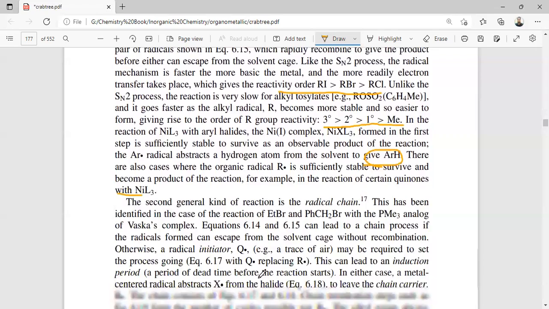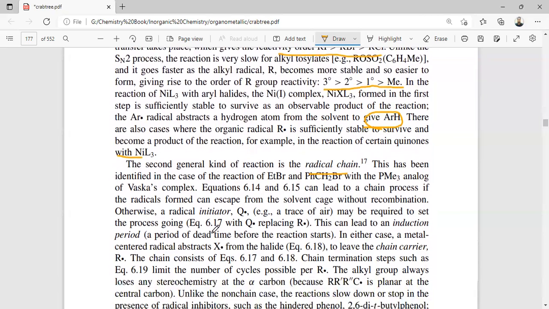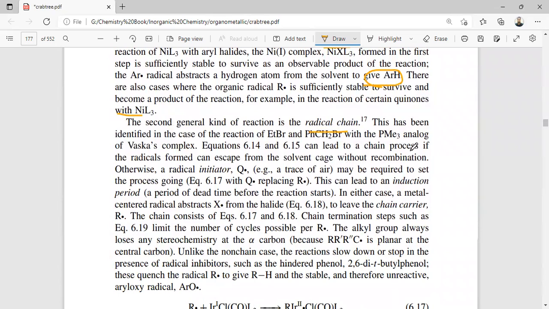The second general category is the radical chain reaction. This has been identified in the case of the reaction of EtBr with the PhCH2 complex, the PMe3 analog of Vaska's complex. That can lead to a chain process if the radical formed can escape from the solvent cage without recombination. Otherwise, a radical initiator may be required to set the process going. In either case, the metal center radical abstracts X dot from the halide to leave the chain carrier R dot. Chain termination steps limit the number of cycles possible per R dot.